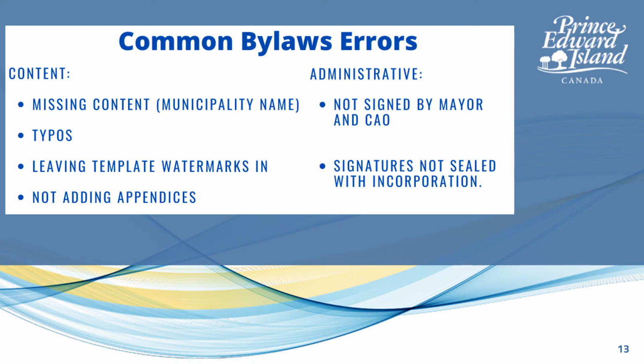Common bylaw errors include missing content, typos, leaving template watermarks in, not adding appendices, so refer to Appendix A for fees, and then you don't add it. Administratively, not signed by the mayor and the CAO, and signatures not sealed with incorporation.